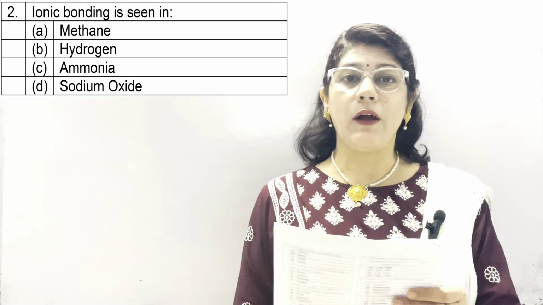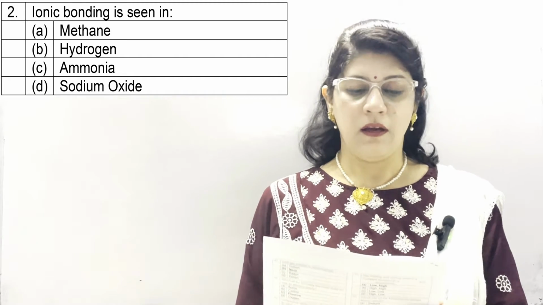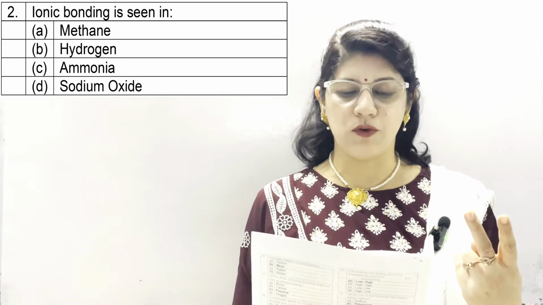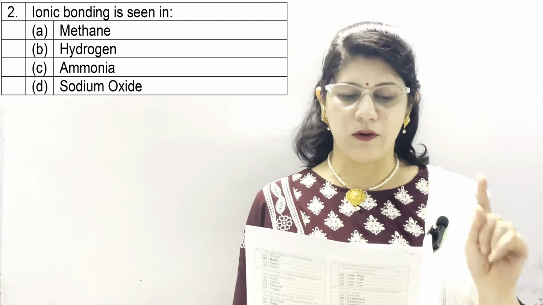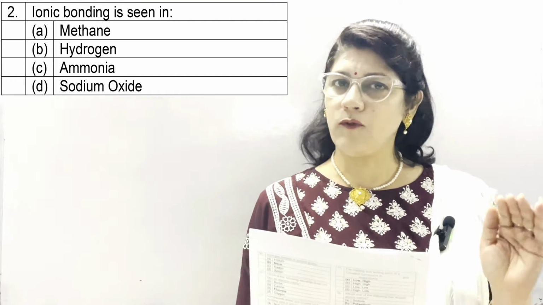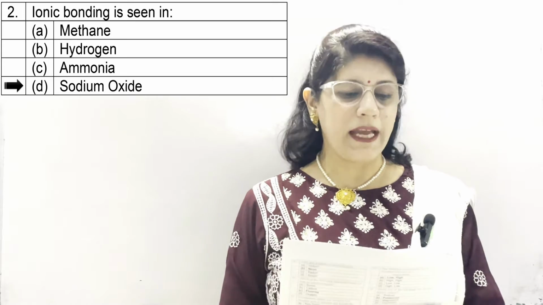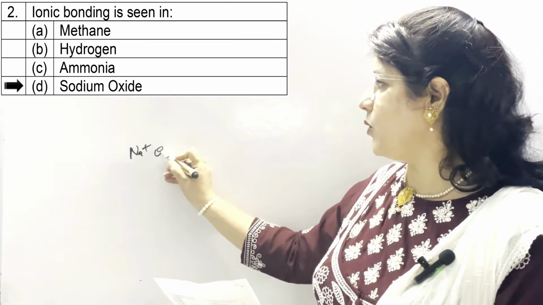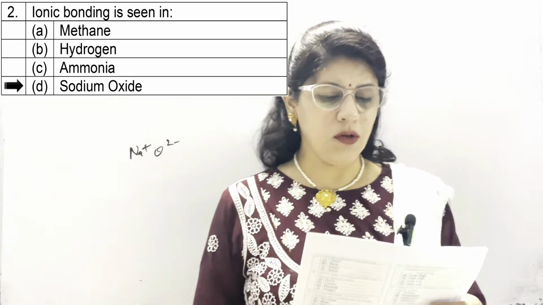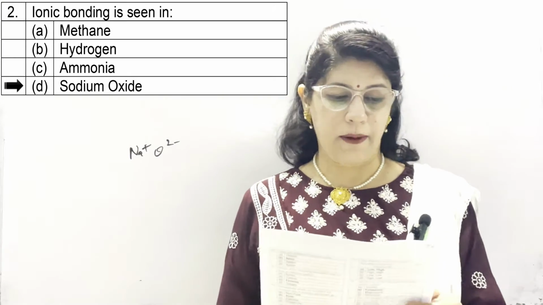Second MCQ is: ionic bonding is seen in. A option is methane, then hydrogen, then ammonia, and then sodium oxide. We know that methane, hydrogen, and ammonia all have covalent bonds. So sodium oxide has ionic bond because it has Na+ and O2-. So they have ions, so they have ionic bonding in them.